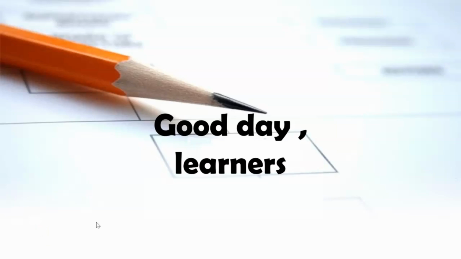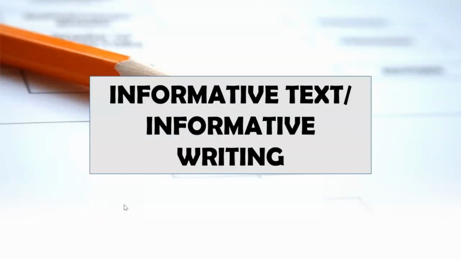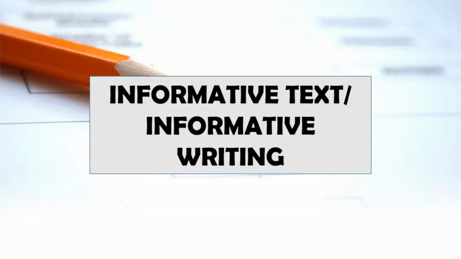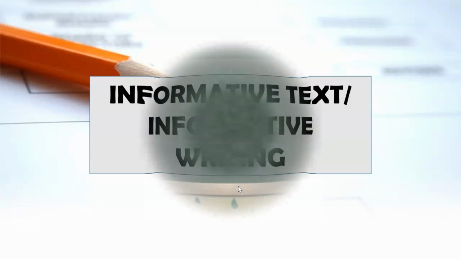Good day, learners! Today, we will talk about the first topic in English 9, informative text or informative writing. There are three types of text: informative, journalistic, and literary. But in this video, we will focus our attention on informative text. Are you ready? Let's now begin.